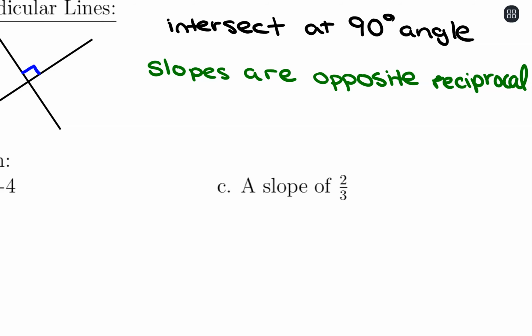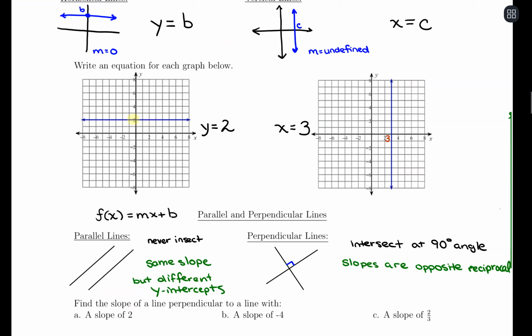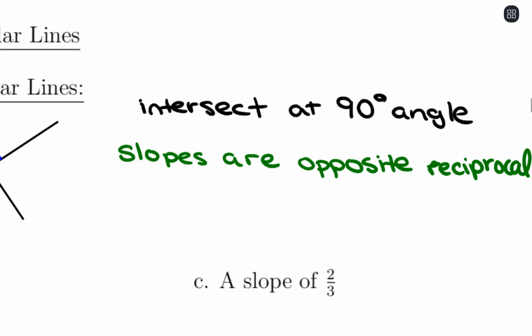So slopes are opposite reciprocals. What that means is, like I was saying, opposite means change the sign. If it's positive, it changes to negative. If it's negative, it changes to positive. Reciprocal means switch the numerator and denominator.